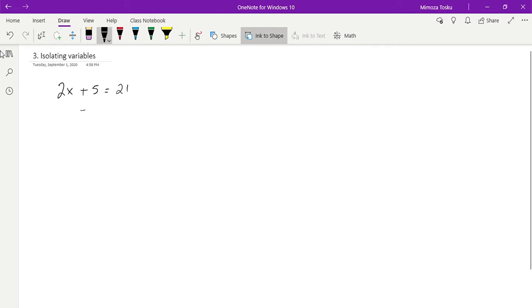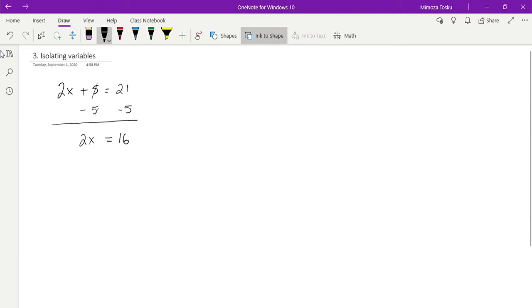variable? The logic behind it is that we are trying to make the variable stay on its own. So we will start with subtracting first here, and what we do on one side, we do on the other side. Why subtracting? To cancel the plus 5 that we have. So plus 5 is cancelled, and then on the left side of the equation is 2x, and on the right side is 21 minus 5, which is 16.